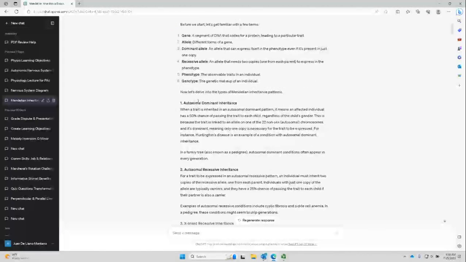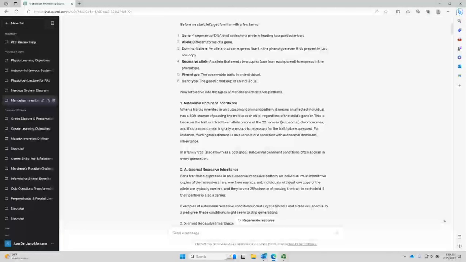For example, autosomal dominant. Okay, it tells us that when a trait is inherited in an autosomal dominant pattern, it means that an affected individual, someone who inherits the mutation, has a 50% chance of passing the trait to their child, regardless of the child's gender or sex. Okay, because the mutation or trait is linked to an allele on any of the 22 autosomal chromosomes. Those chromosomes that are not the X or the Y.